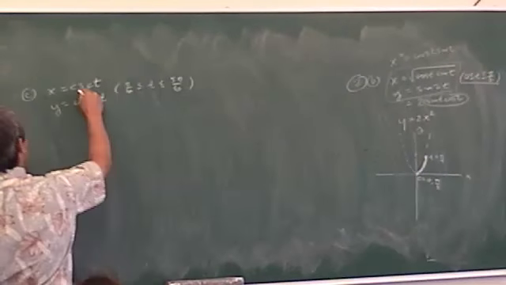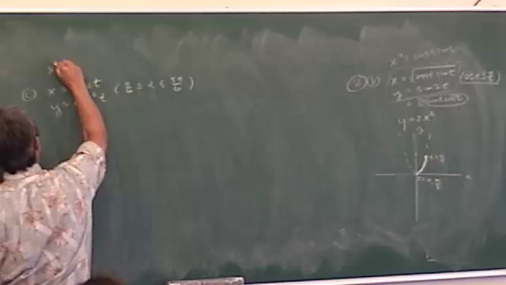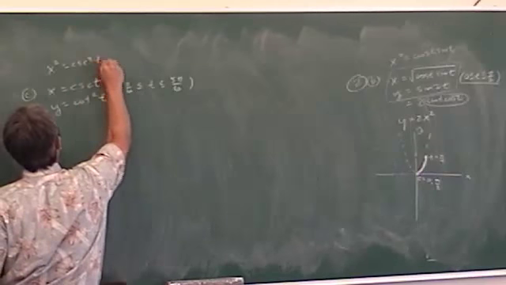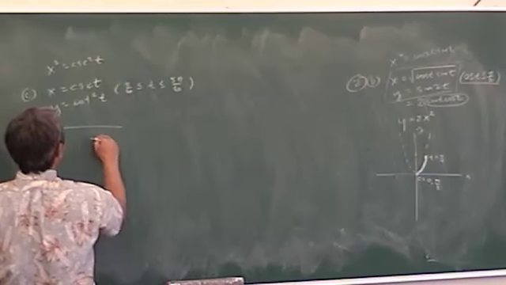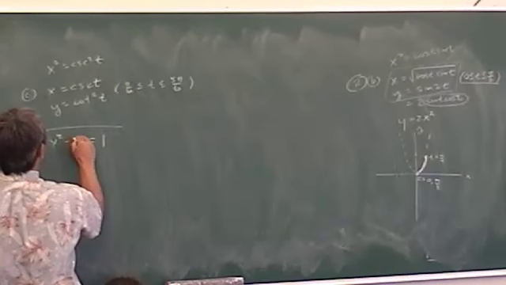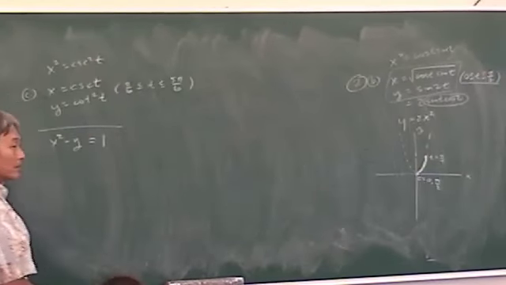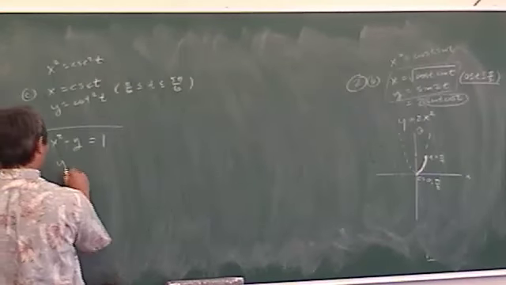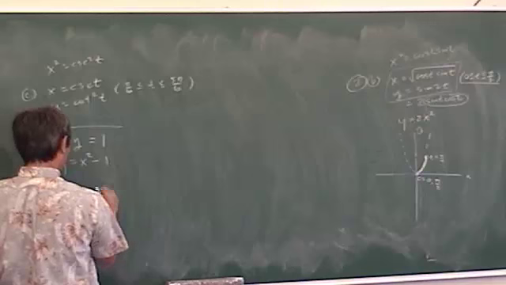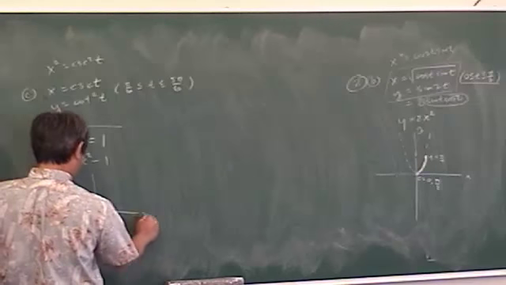So square the first equation. And then this minus this is 1. So if you subtract these two equations, you get 1. And then you get x squared minus y, right? You have to know your Pythagorean identities. And then, of course, you solve for y. So y equals x squared minus 1, which is a parabola opening up, shifted 1 unit down.